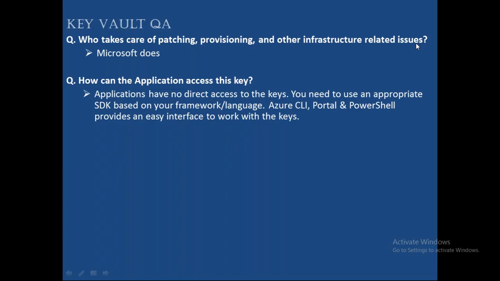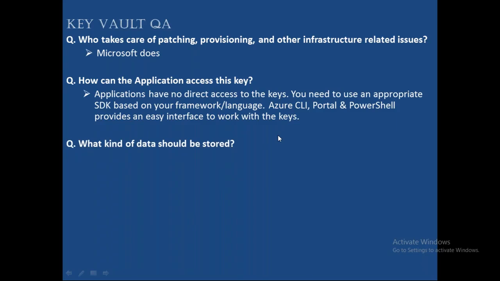So if you want to connect from Databricks Python code, then you need to use Python libraries, or Scala libraries. Then you need to use REST calls from Azure Data Factory, something like that. Azure CLI, portal, or PowerShell provides an easy interface to work with the keys. You cannot access the secrets directly from the portal, CLI, or PowerShell. By using some libraries, you can connect and access it.